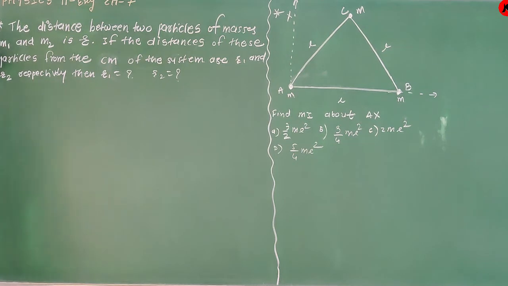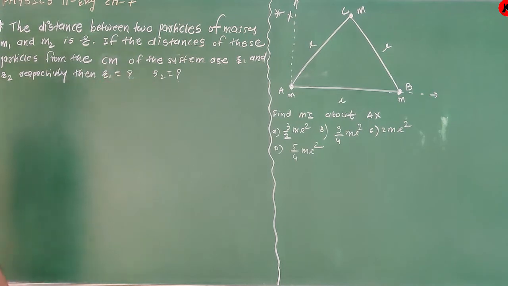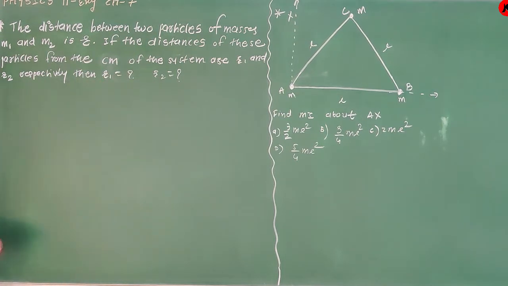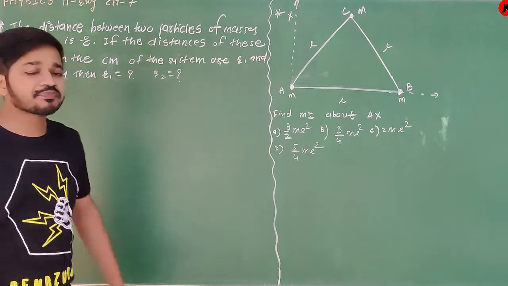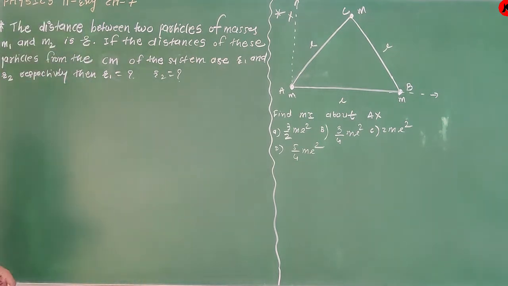The distance between two particles of masses m1 and m2 is r. If the distances of these particles from the center of mass, CM, of the system are r1 and r2 respectively, then r1 is equal to what, and r2 is equal to what? First of all, the distance between two particles of masses m1 and m2 is r.